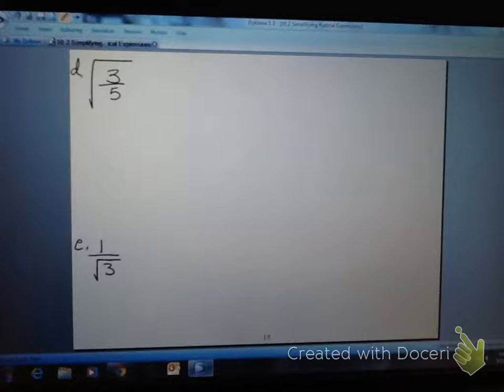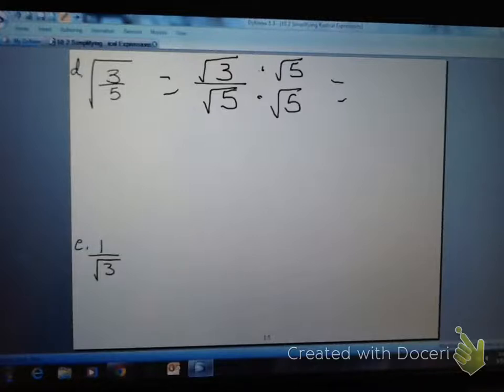Example D, square root of 3/5. Okay, I cannot simplify that, so I'm just going to recopy it, separating the numerator in its own radical and the denominator in its own radical. Now I am going to rationalize the denominator by multiplying both top and bottom by the square root of 5. So in my numerator I get square root of 15 over square root of 5 times the square root of 5 is the square root of 25, which is 5. And that is my answer because I cannot simplify square root of 15 over 5.